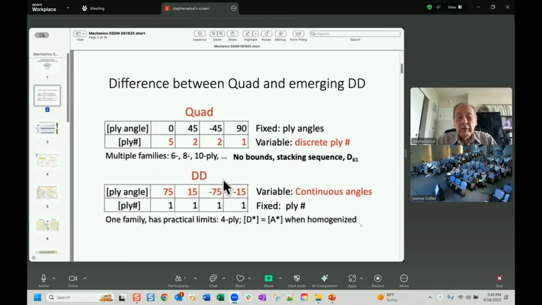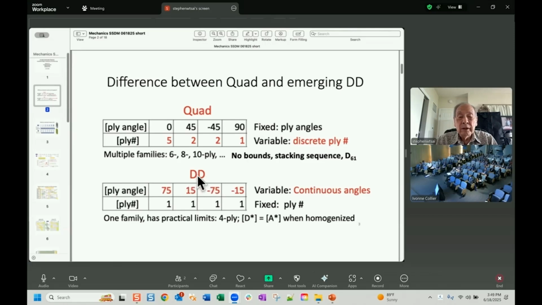A much simpler configuration for the laminate would be called the double-double, where the angle is a variable. So you have here 75 and 15. And then the advantage of that is you only have 1 ply of each, so that the laminate only has 4 plies as a building block, whereas in a quad, you have many more. And of course, the angles are continuous variables, so you can have 75, you can have 76, or whatever you have. So you can interpolate, which you cannot do in the case of quad.